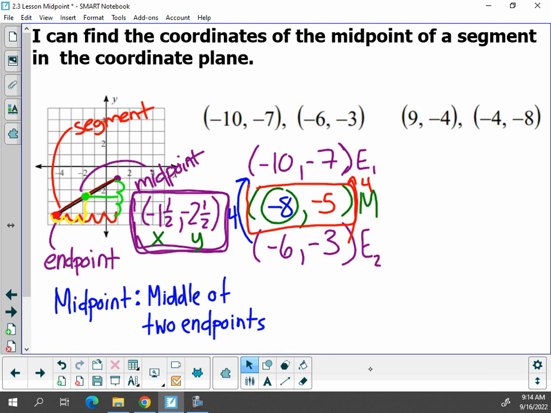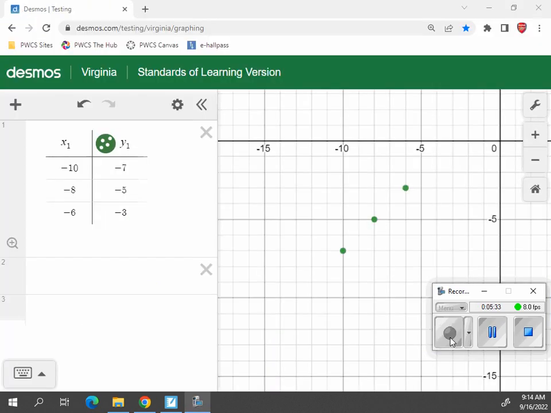So let me do that real quick on Desmos and I'll show you. So as you can see, I graphed those 3 points by adding them to a table, and I hope you'd notice that it looks like that middle point, -8, -5, is right in the middle. If I were to draw this segment, this -8, -5 would be right in the middle.